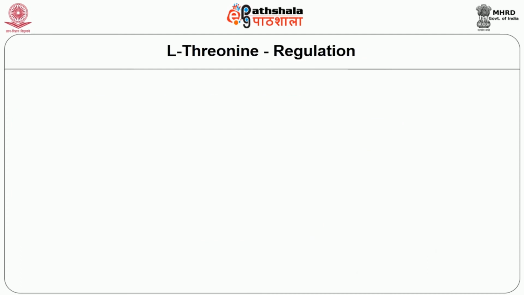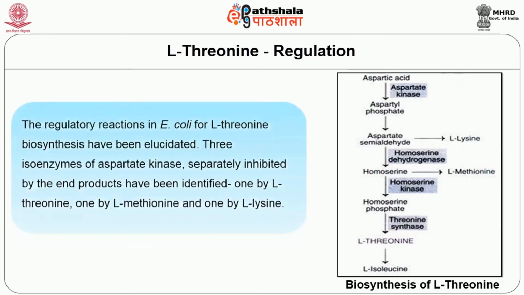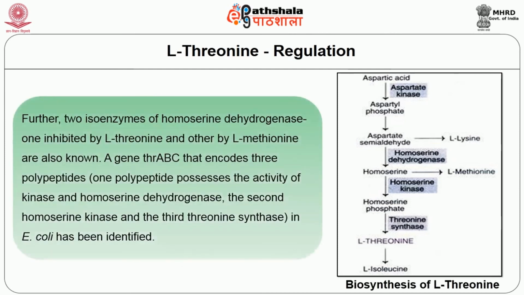Coming to the regulation of threonine, the regulatory reactions in E. coli for L-threonine biosynthesis have been elucidated. 3 isoenzymes of aspartate kinase, separately inhibited by the end products, have been identified: one by L-threonine, one by L-methionine and the next one by lysine. Further, 2 isoenzymes of homoserine dehydrogenase, one inhibited by L-threonine and the other inhibited by L-methionine, are also known.